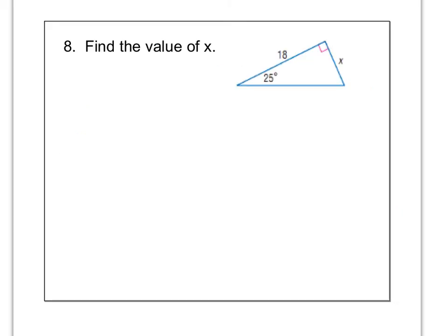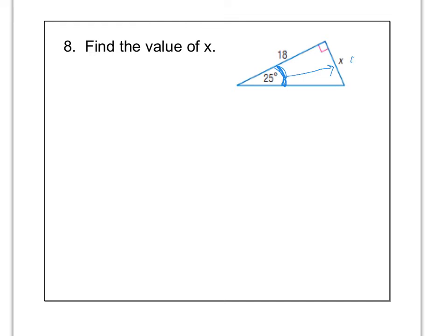Let's try another one. So here we have a picture of a right triangle. We know one of the angles, well, we actually know two of the angles, and two of the sides. We're going to deal with the angle that's not 90. Never use the 90-degree angle. Figure out what two sides have writing on them.